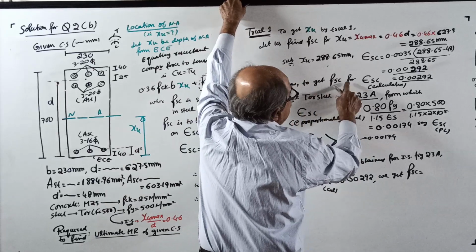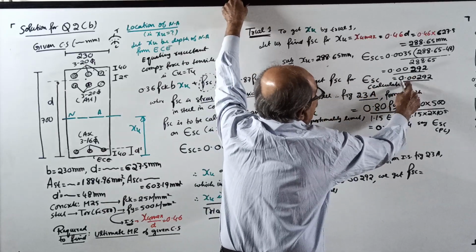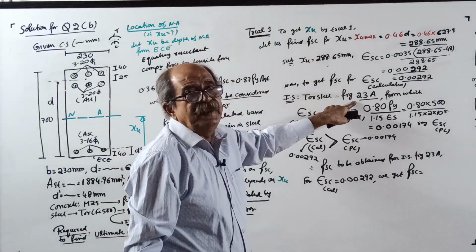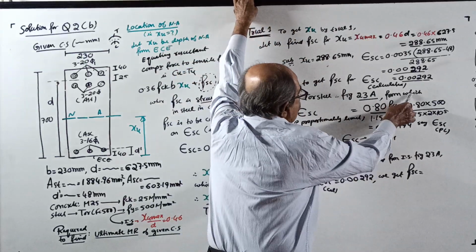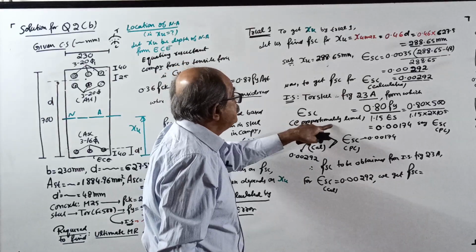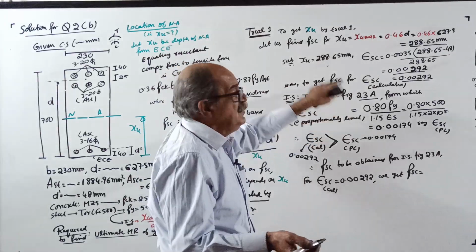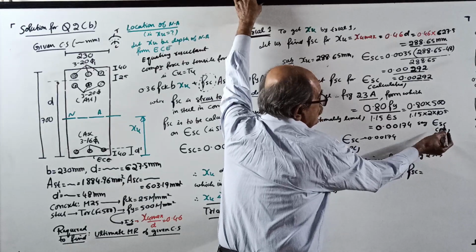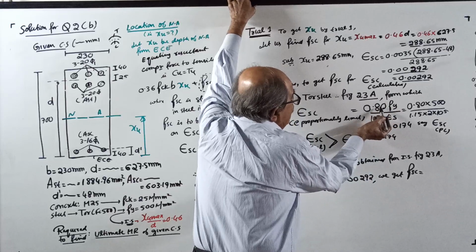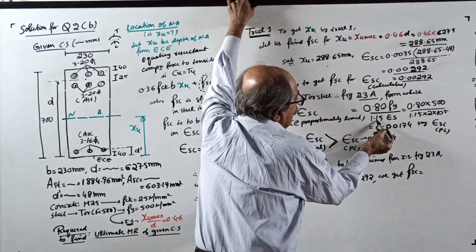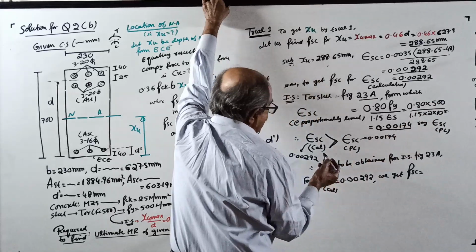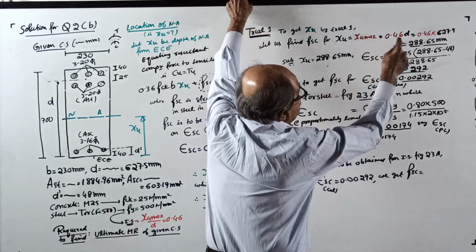Now we have to get FSC for epsilon SC calculated 0.00292. Remember, tor steel, figure number 23 of A of IS code. From that figure, if you observe, first you get what? Epsilon SC at a proportionality limit. In future, to save the time, we will put epsilon SC PL. First time you write 0.80. This 0.8 is not there for mild steel. Fy by 1.15 ES, all explained for you, 0.00174.